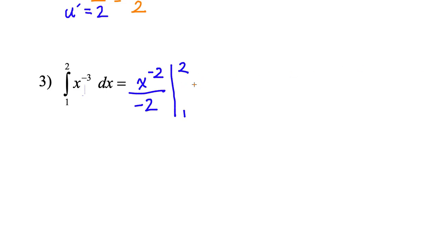So when I do the evaluation, I'm going to plug in 2. Actually, let me rewrite this. I don't like negative powers. It's kind of confusing. So this is really 1 over -2 x to the power of 2, evaluation bar between 1 and 2. So now I can do the evaluation because I don't have any negative powers.